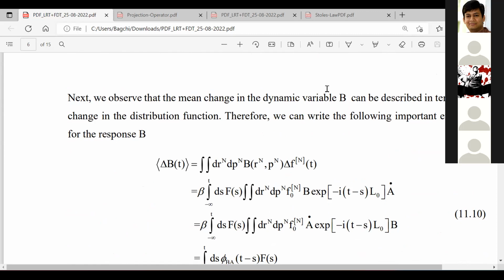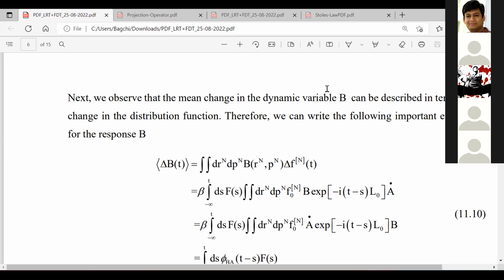Now I calculate what is the observable. My observable is the response of a quantity B. I calculate the change in B. That is what my response is to the perturbation. And I do that over dr_n, dp_n. So then I put my delta F_n there, and I do a little bit of maneuvering here. Remember the second equation with the full A dot.